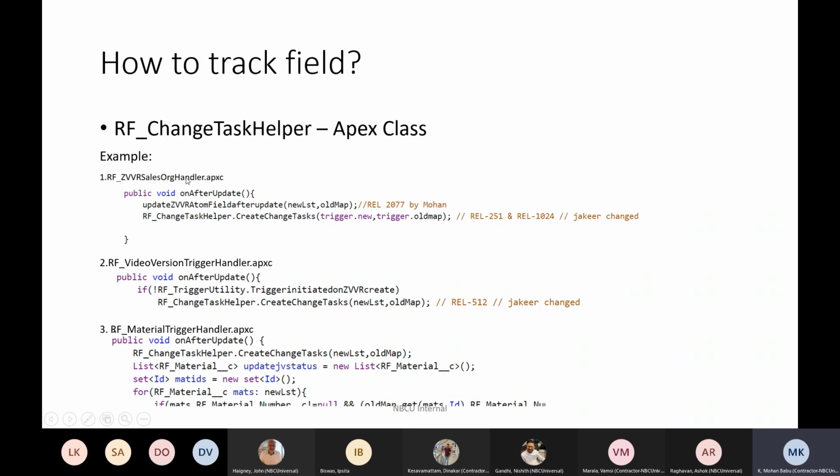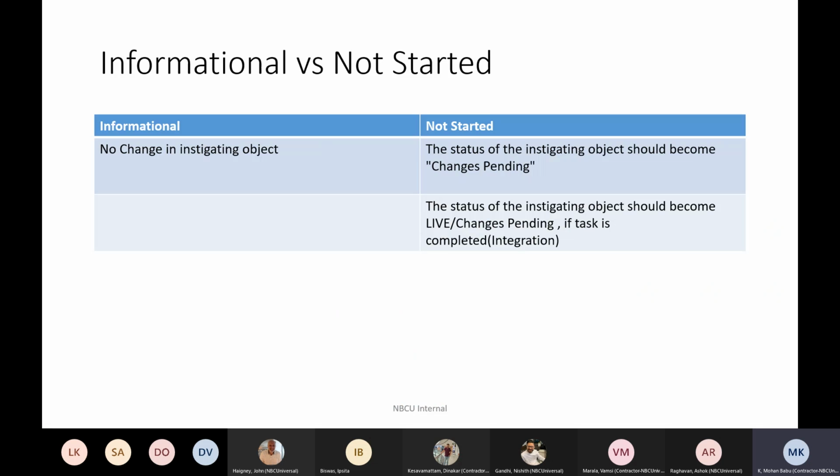This is the sales or language object. We are passing the new scope and the old map scope to this change task helper class, which will create the task. Similarly, for the video version, we have just one line. We can simply call this method, and the task will get created.